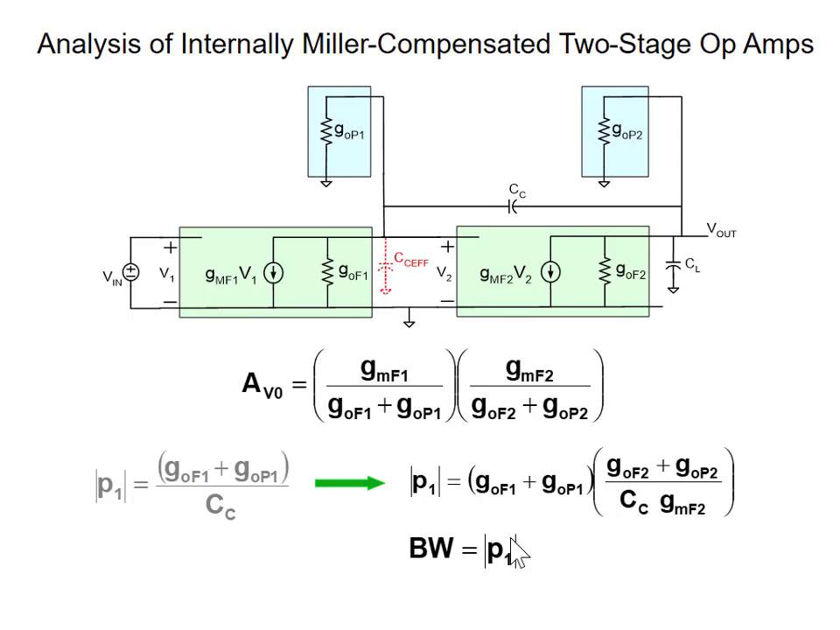So P1 then is equal to the G we see on this node, which is G out 1 plus G out P1, times that capacitance we see on that node. And that's Miller capacitance. It's C sub C, and it got multiplied by the gain of the second stage, which was GM_2 over G out 2 plus G out P2. Okay? So we see that. Bandwidth, of course, is internally compensated, so the bandwidth is essentially P1. So we've got the bandwidth.